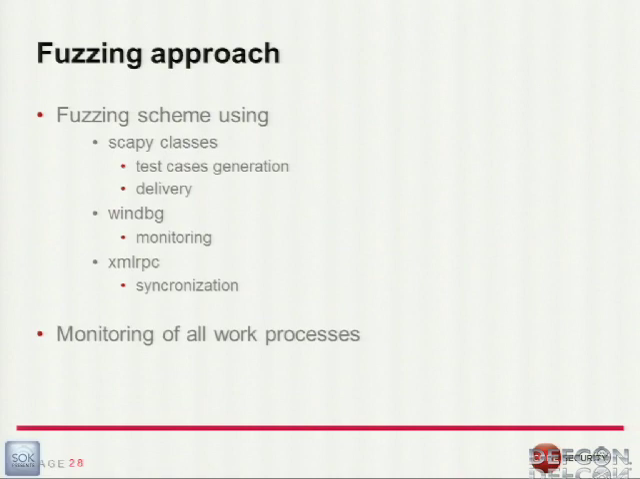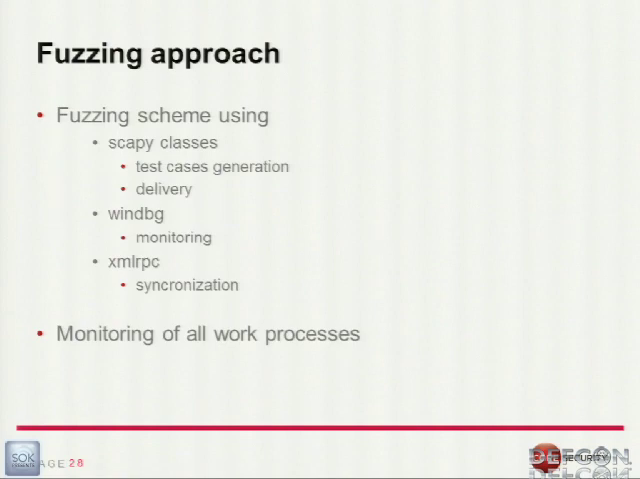Well, one of my goals was to look if there's any vulnerability in either the GUI client or the application server. So I came up with this fuzzing approach for the test case generation and for delivery of the packets. I use my own Scapy classes. I use WinDbg for monitoring of the target, and I use XML or RFC for synchronization between the different components.